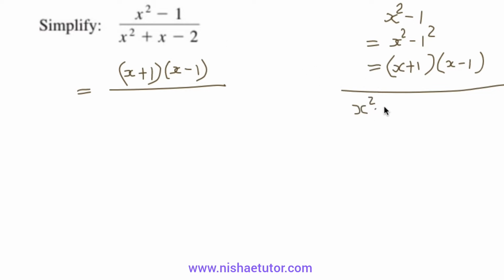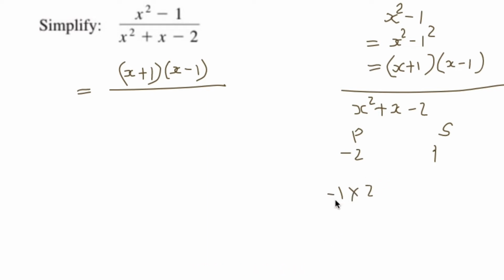So this is x square plus x minus 2. What is the product here? Product is minus 2, sum is 1. So 1 times 2 is 2, but here the sum is positive, so the larger number is positive and the other is negative. So minus 1 times 2 is minus 2, and minus 1 plus 2 we get 1. So we got two numbers, minus 1 and 2, whose product is minus 2 and sum is 1. So x minus 1, x plus 2.